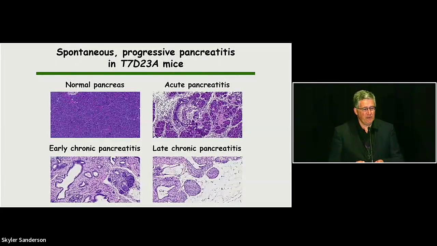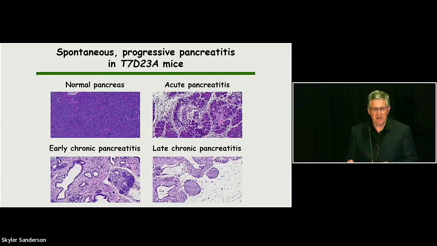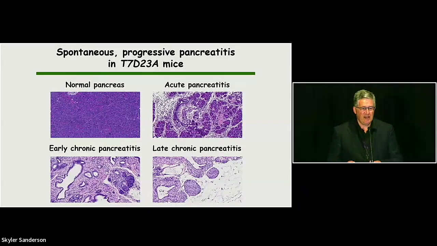This is one of our first and favorite models, where due to the mutation and the increased trypsin activation, mice develop acute pancreatitis at the age of 3 weeks, and by 4 to 5 weeks, they progress to early chronic, and then by 2 to 3 months, late chronic pancreatitis with almost complete destruction of the pancreas. All of these models do great. They breed well, they're very easy to handle and easy to maintain, which is a big plus.